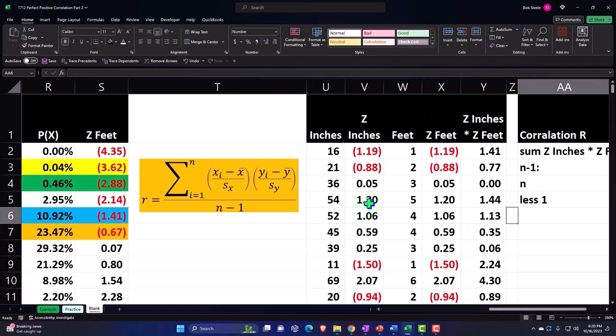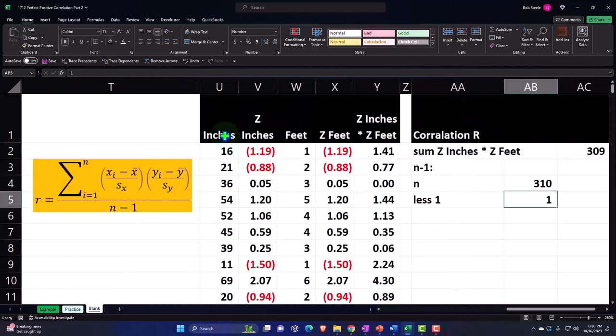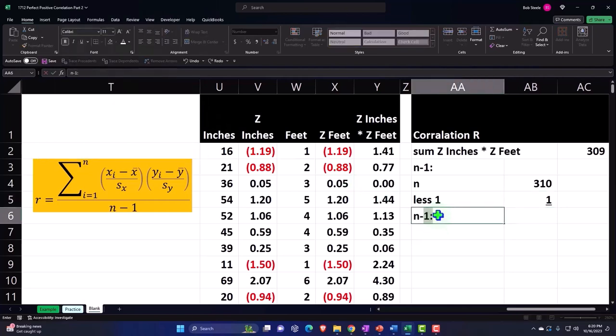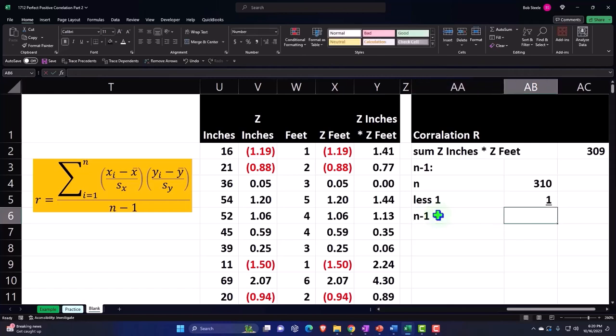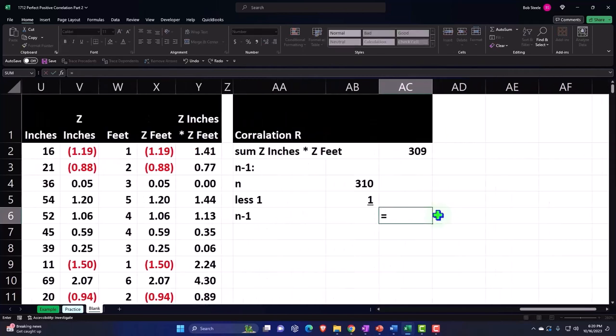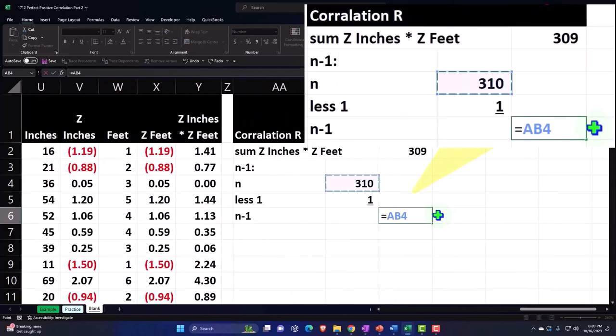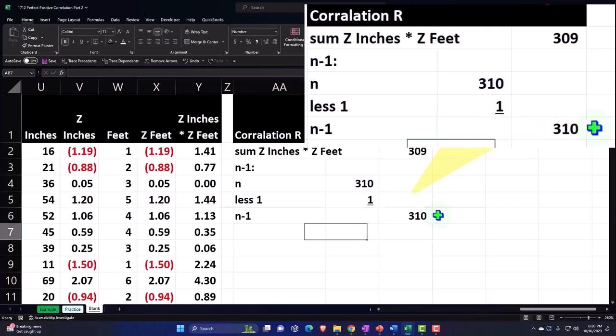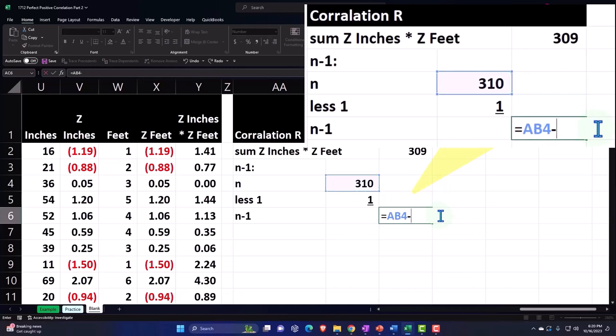n minus 1. So this is going to be a 1. Let's put an underline, font group and underline, and this will be n minus 1 without the colon. I'm going to pull this to the outside. 310 minus 1. Hold on a second. Equals 310 minus the 1.